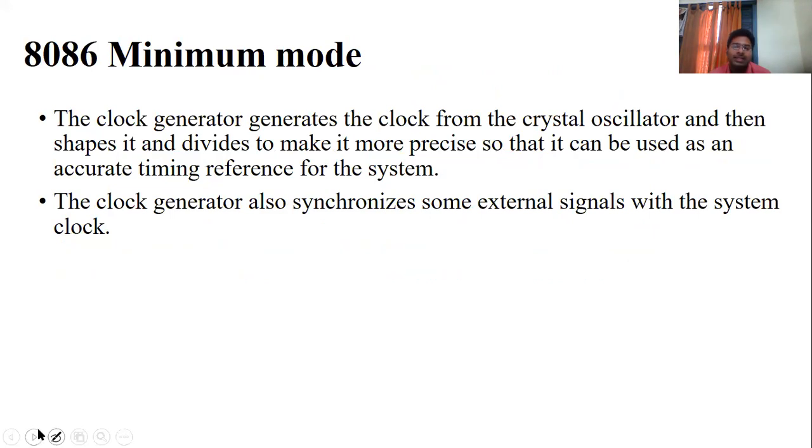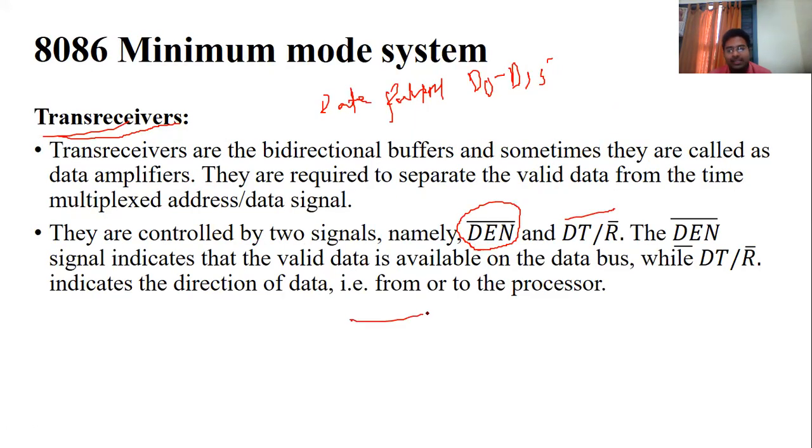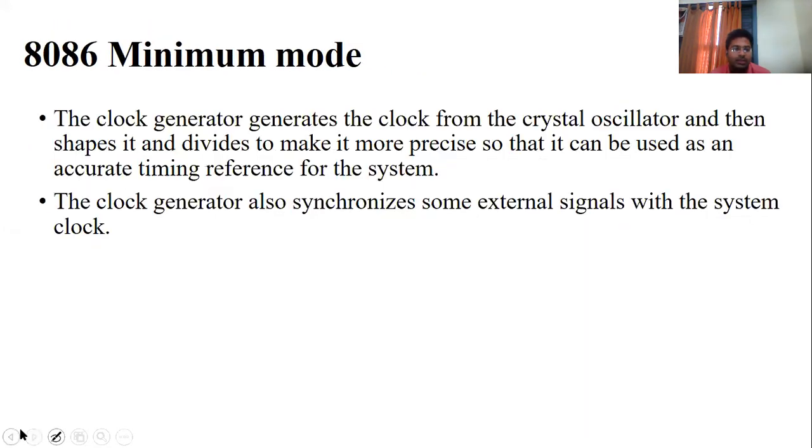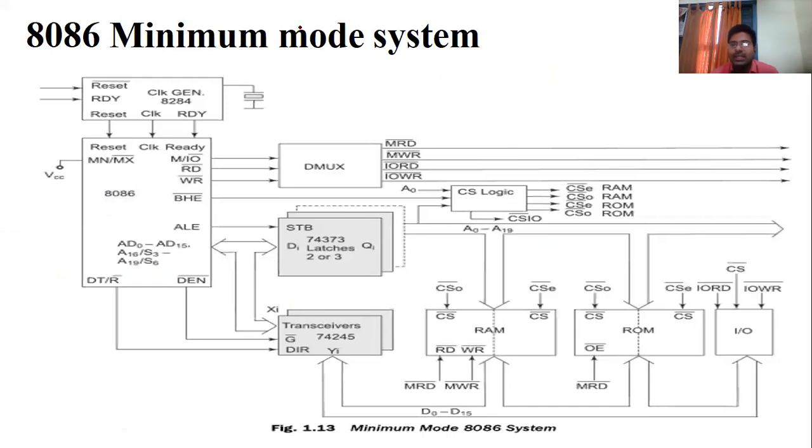Why? Because the data bus is bi-directional. So you can send information at the same time you can receive information. That's why you have data transmission and data receive. Then clocks: you know that the 8086 microprocessor has three different clocks, 5 megahertz, 8 megahertz, and 10 megahertz clocks are available. So this is the diagram we are going to discuss in the minimum mode operation.